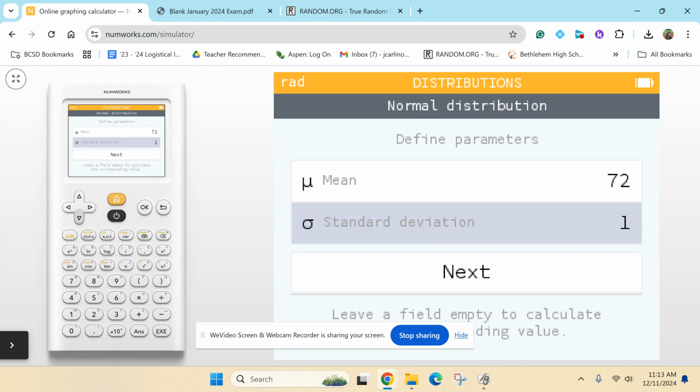Now you don't even need to know that symbol from yesterday. They're asking for the standard deviation. 7. Everyone type in 7. You thought that was easy. Wait till you watch the next part.